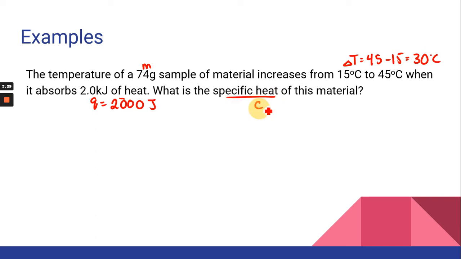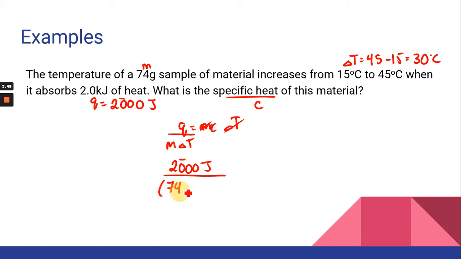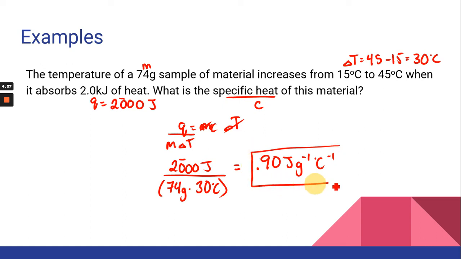What is the specific heat? So we're looking for C. Q equals mc delta T. So to find C, we're going to have to divide both sides by m and delta T. So we would say 2,000 joules divided by our mass times our change in temperature. And so we end up with an answer of 0.90 joules per gram per Celsius. So 0.9 joules of heat changes 1 gram by 1 degree Celsius. That is what that means.